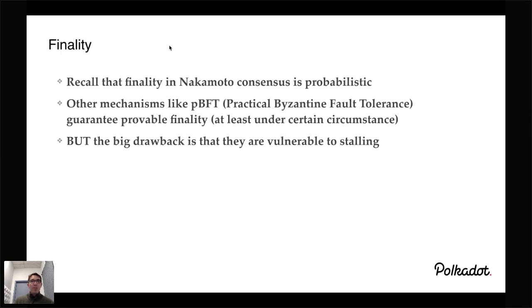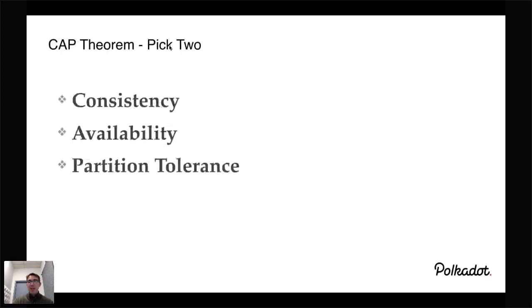Specifically for trying to avoid probabilistic finality, there are other mechanisms that can be used to avoid it and actually guarantee finality. So it's a very Practical Byzantine Fault Tolerance and related finalizers. They have been around for quite a while, and at least under certain circumstances can prove finality and are very well tested. But the big drawback is on a very large network, they can be vulnerable to stalling. I mean, there are other drawbacks to them. That's the one I'm going to focus on here.